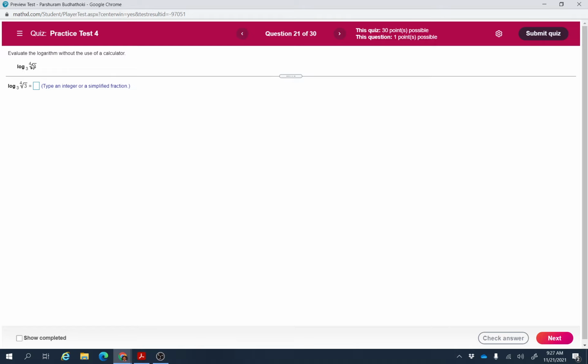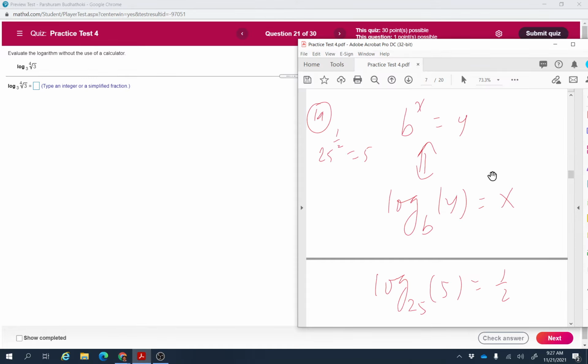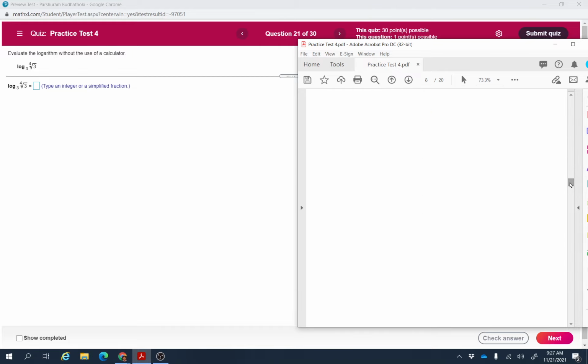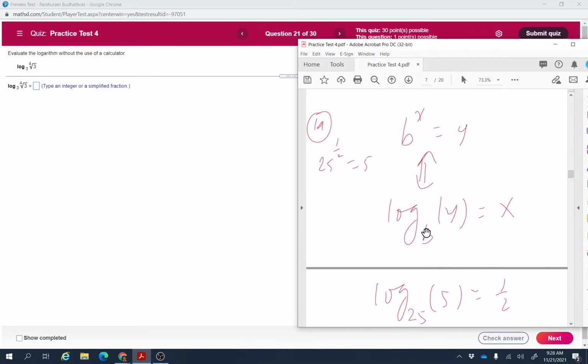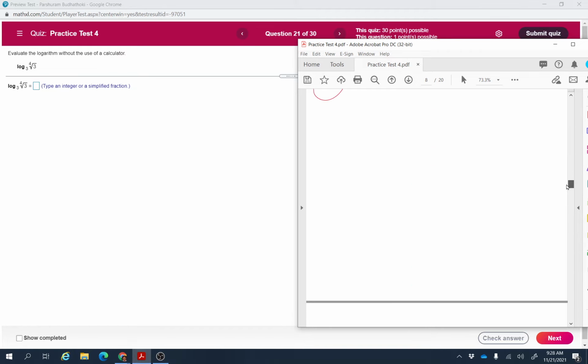Now from here you have to find the logarithm without the use of a calculator, and for that again we can use the equivalency form. We can go from log to exponential and then solve that exponential equation. So here you can see that the base is 3, and b is 3, y is the fourth root of 3, and for x there is nothing, so we don't know what x is. We want to find out x.